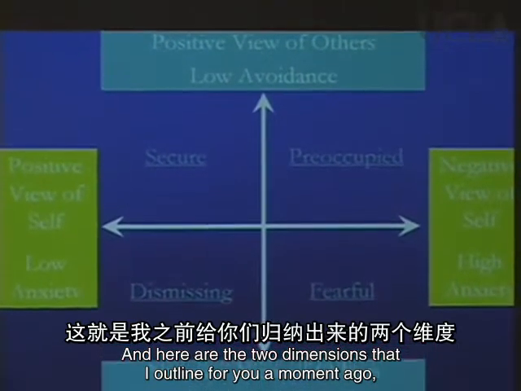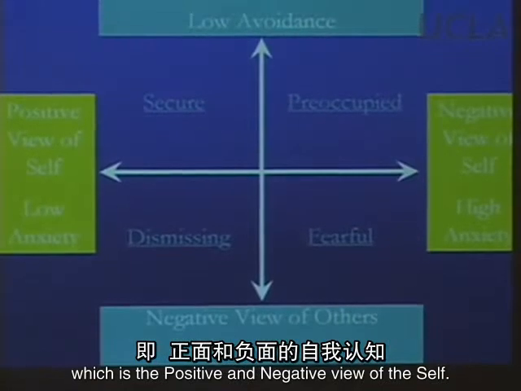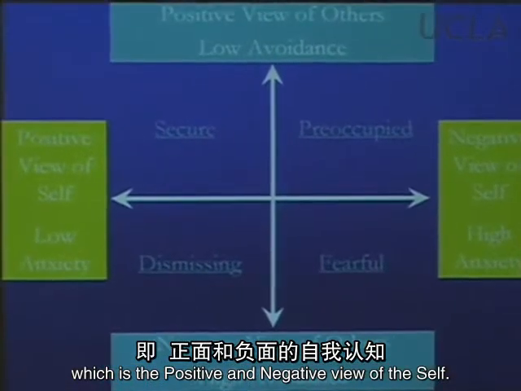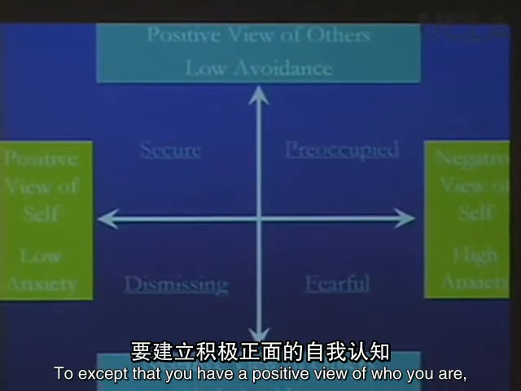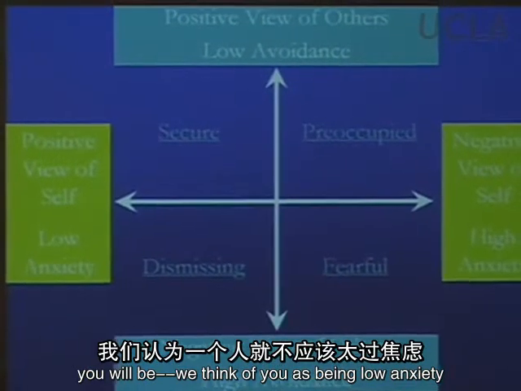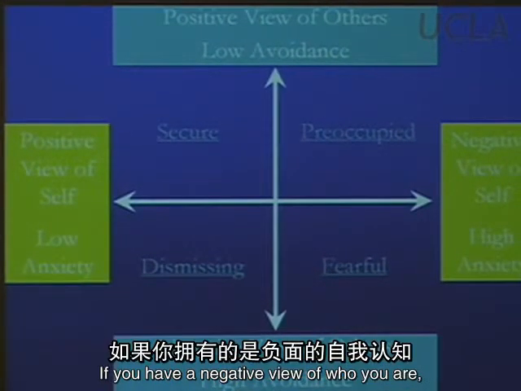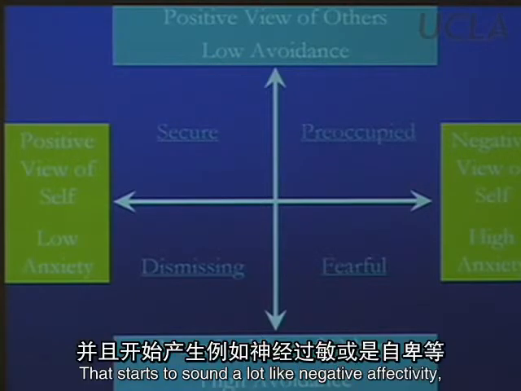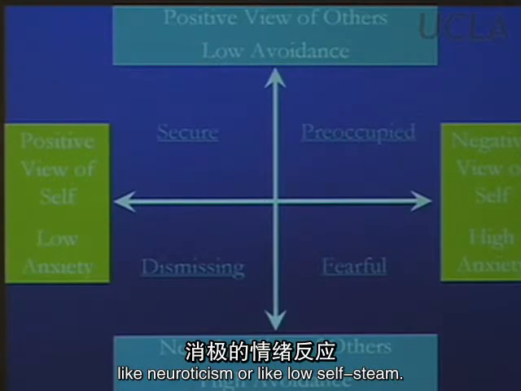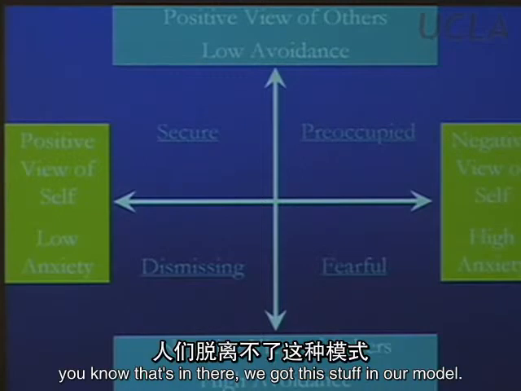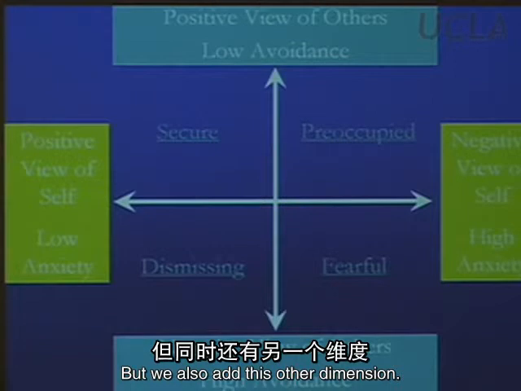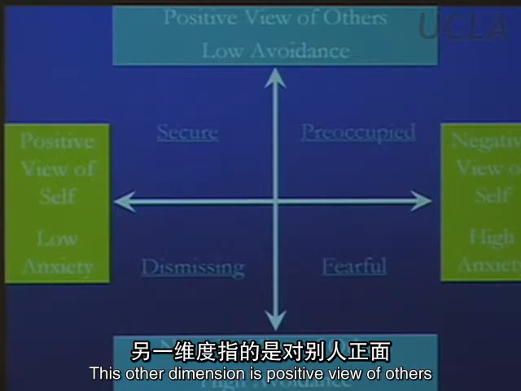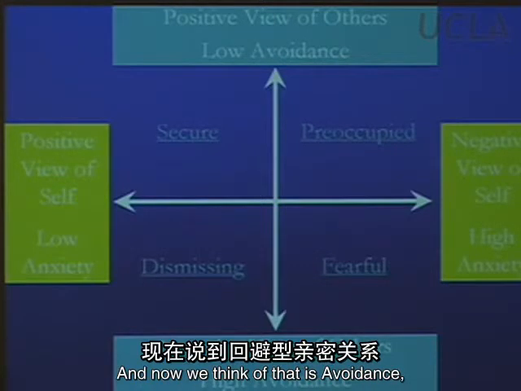And here are the two dimensions that I outlined for you a moment ago, which is the positive and negative view of the self. Right? You see that on this dimension. To the extent that you have a positive view of who you are, we'd think of you as being low in anxiety. If you have a negative view of who you are, you'd be high in anxiety. And that starts to sound a lot like negative affectivity, like neuroticism or like low self-esteem. So in some ways, the attachment folks say, you know, that's in there. We got this stuff in our model, that important dimension, but we also add this other dimension. This other dimension is positive view of others and negative view of others. And now we think of that as avoidance.